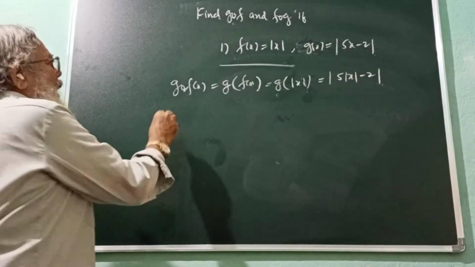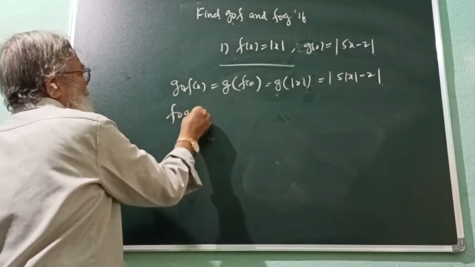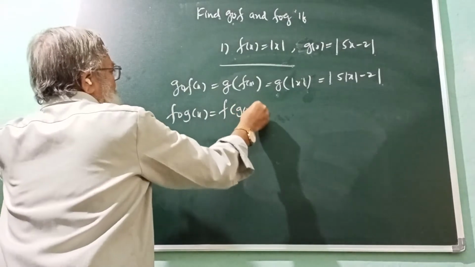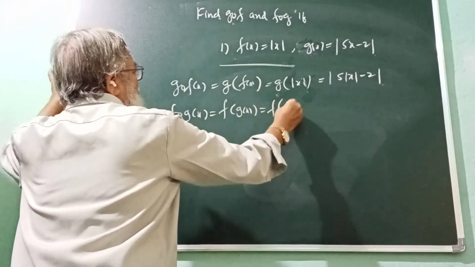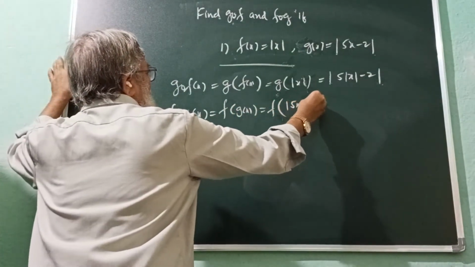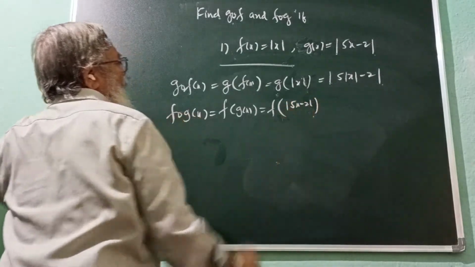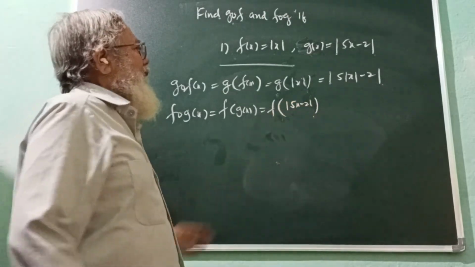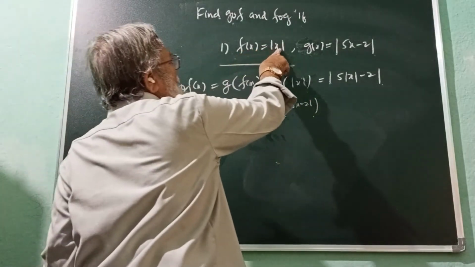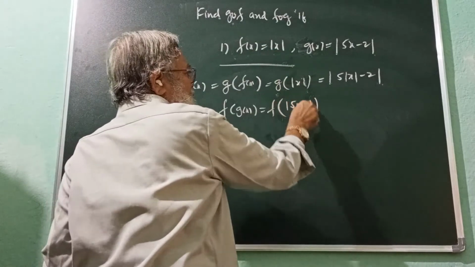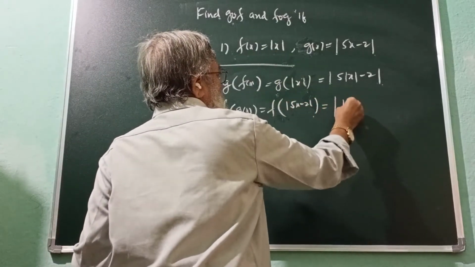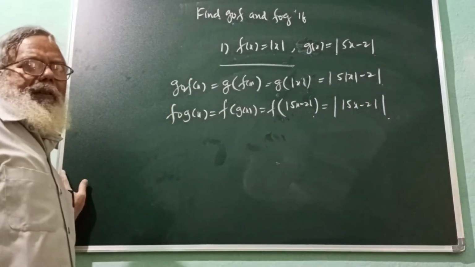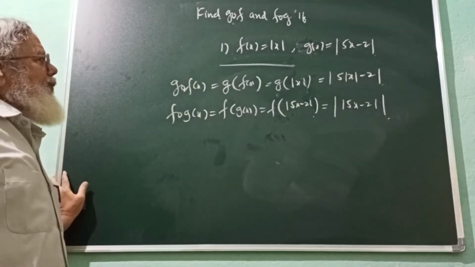Now, f composition g of x. See here, that is f of g of x. F of g of x is given by mod of 5x minus 2. Now, while applying f on that, we should treat it as x. If x is there, we have to take mod of that. If this much quantity is there, we have to take mod of this quantity. That is the meaning.